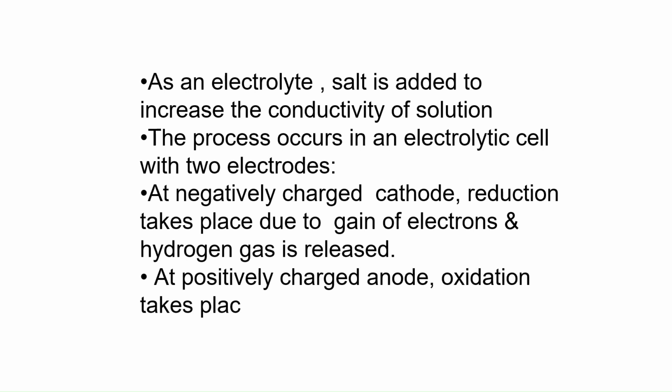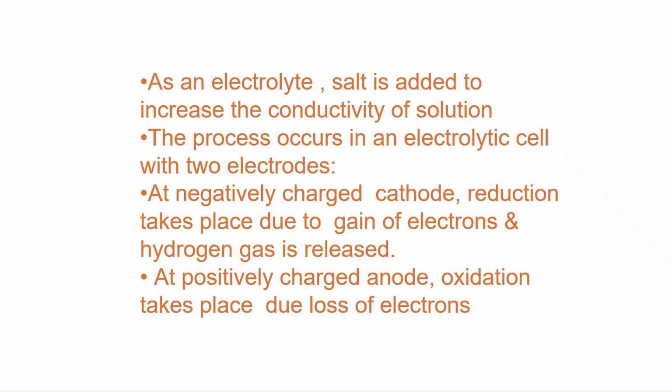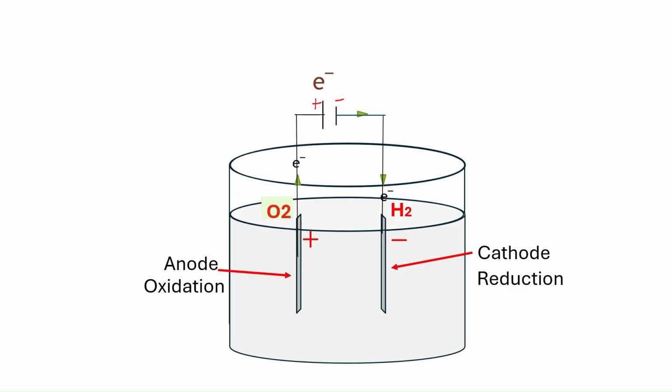At the negatively charged cathode, reduction takes place due to gain of electrons, and hydrogen gas is released. At the positively charged anode, oxidation takes place due to loss of electrons. Graphite electrodes are used in electrolysis, and one becomes the positively charged anode and the other the negatively charged cathode because they are connected to a power supply, battery or DC source.